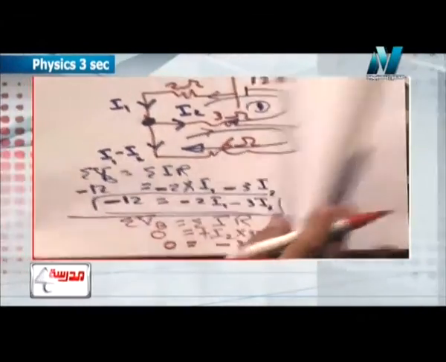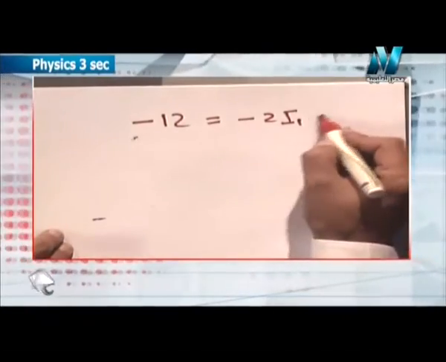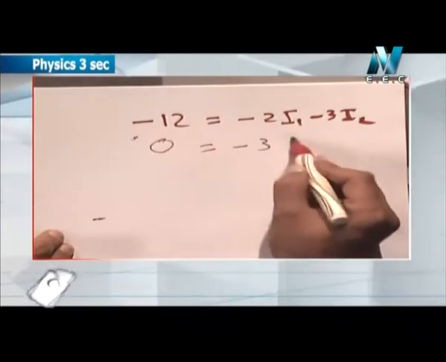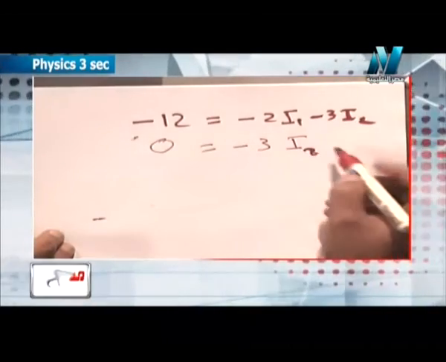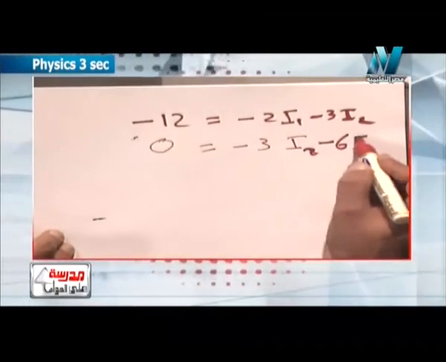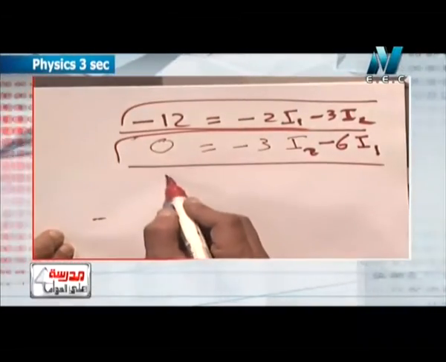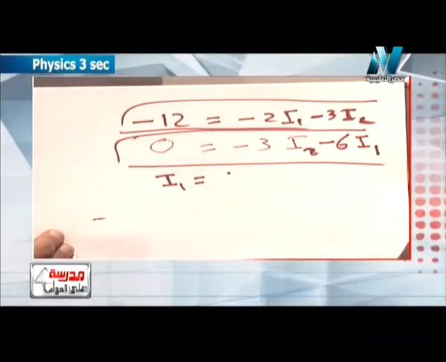But we have now two equations. One of them: minus 12 equals minus 2I1 minus 3I2. The second equation: 0 equals minus 3I2 minus 2I2 minus 6I1. By solving the two equations together, we can get I1.